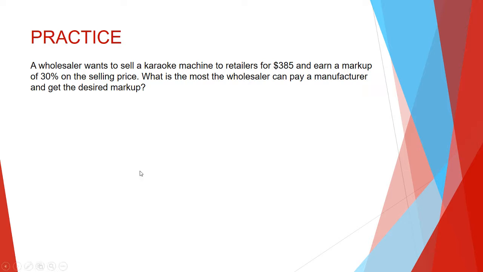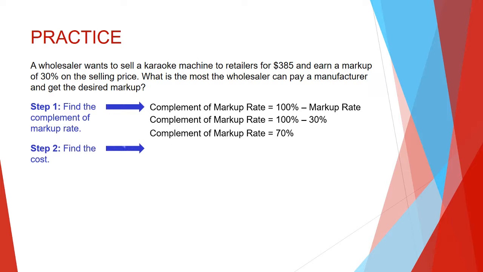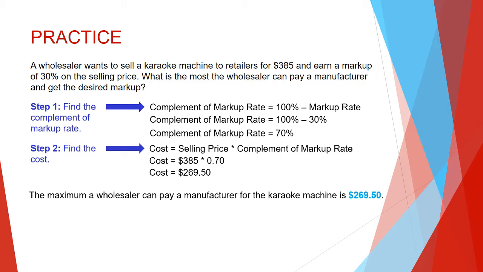Alright, so let's go ahead and go over this one. Same thing. We need to find the complement of markup rate. That's going to be 70% in this case. Let's find out what the cost is, which could be the maximum cost. Multiply the 70% by $385, giving us $269.50. So that's the maximum a wholesaler can pay a manufacturer for the karaoke machine.